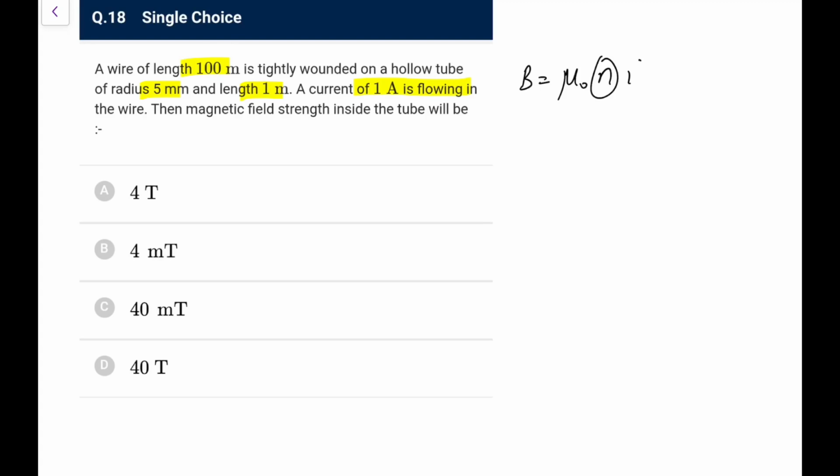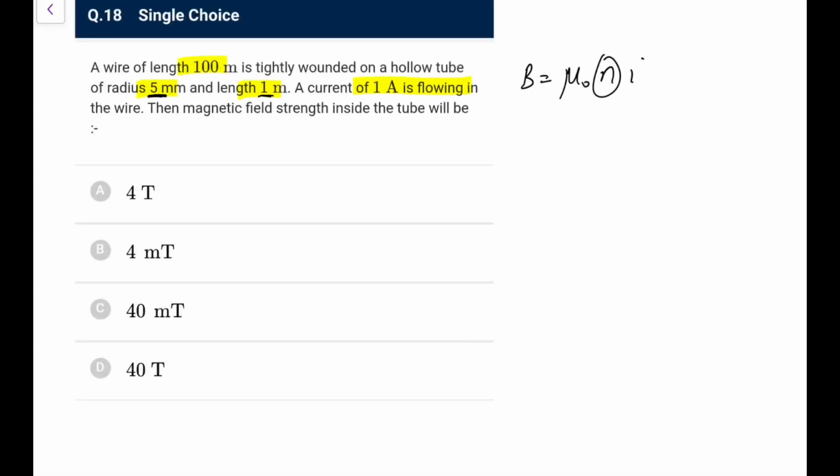So what we have, hollow tube of radius 5 mm and length 1 meter, 1 ampere is flowing in the wire. The magnetic field strength, as you know, n can be written as 1 upon l. Or better, let's say number of turns would be, you have a total length 100 meter.